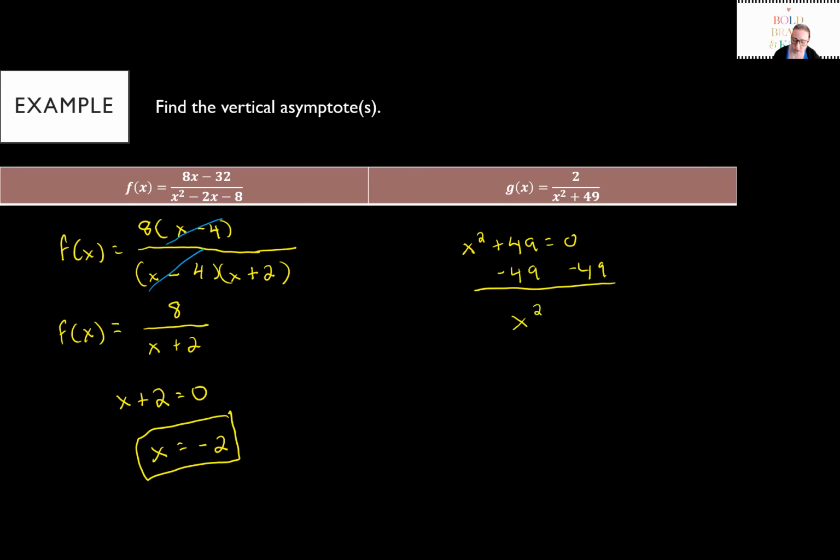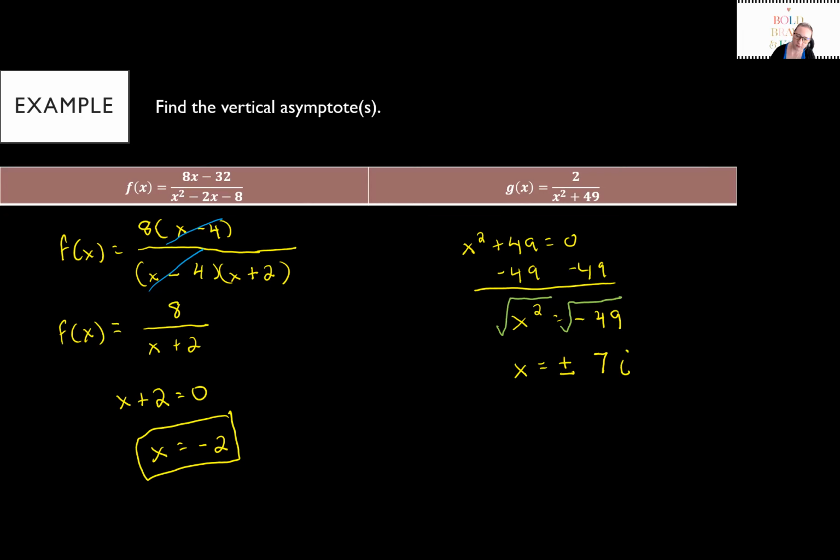And we get x squared equals negative 49. So I'm going to take the square root of both sides, and we're taking the square root of a negative. So we're going to get imaginary numbers here. So I have x equals, I'm going to have a plus or minus because we're taking a square root. The negative is going to give me an i, and then the square root of 49 is 7. So I'm going to get plus or minus 7i.